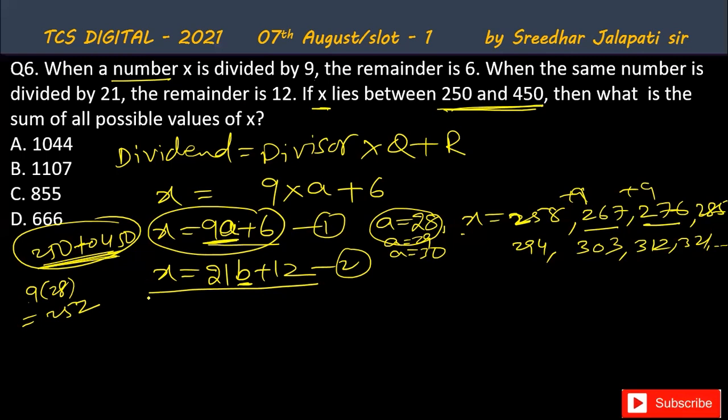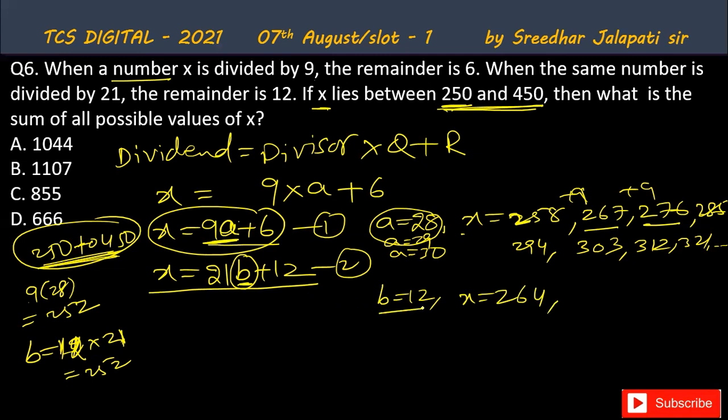So here also, if I take b is equal to, let's say, 10, then this becomes 21 into 10, 210 plus 12, 222, which is less than 250. So therefore, you have to take b is equal to 11. If I take b is equal to 11, 21 into 11 is 231, plus 12 is 243. Still less than 250. So take b is equal to 12. By taking b is equal to 12, you will get x is equal to 21 into 12. 12 ones are 12, 12 twos are 24, 252 plus 12, 264.